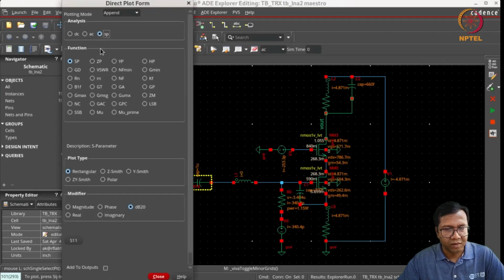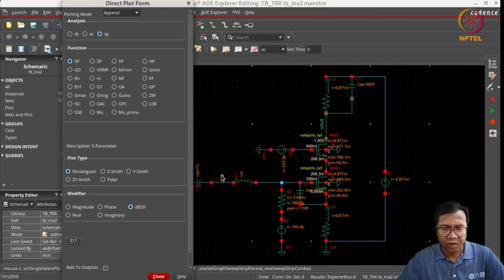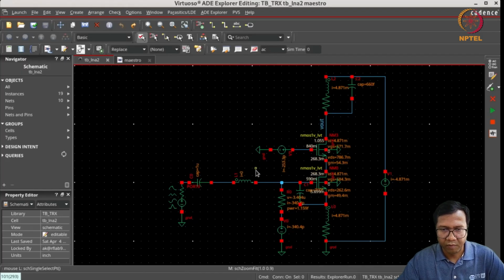Also, let us just verify the matching again. The matching has degraded. Now it is minus 13 dB, but is still better than minus 10 dB in the entire band. So again, the input matching network can be further optimized after we have connected the output network because of some parasitic capacitance which is present between the terminals of the cascode and the input element. So there is an impact of the output load on the input matching network. The impact is minimal, but still it is changing the input matching. So for now, this is good enough for our application.